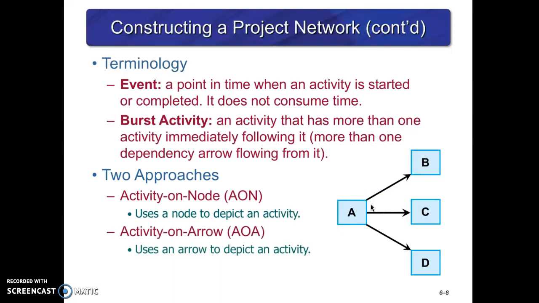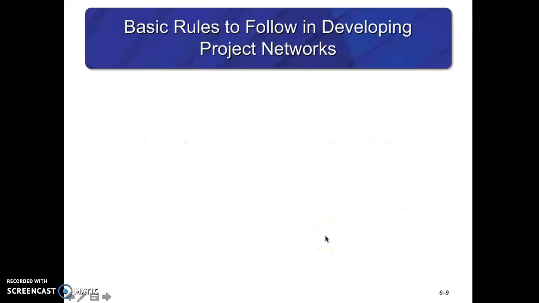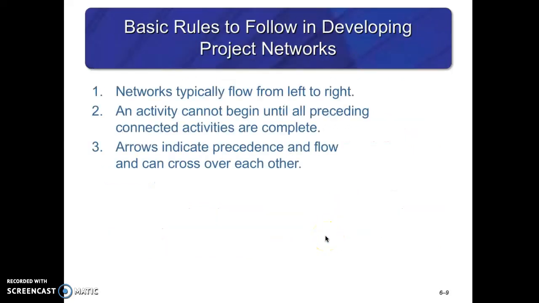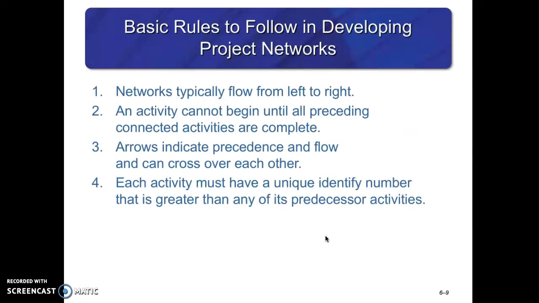There are two approaches to drawing project network diagrams. One is to use a node to depict an activity. Another is to use an arrow as an activity. So you can either use A in a box as an activity or use an arrow as an activity. In this chapter, we are going to stick with activity on node, AON, which uses each node to depict an activity.